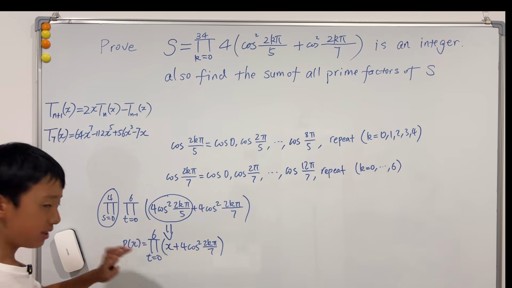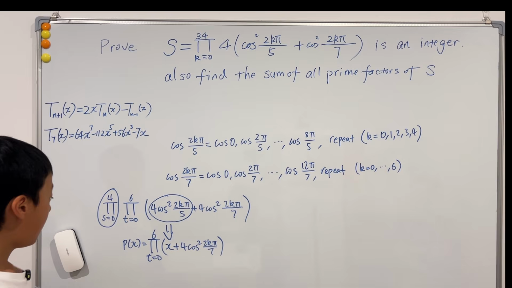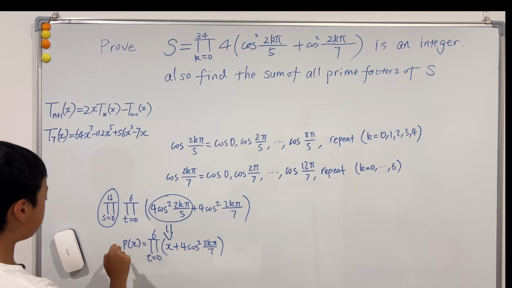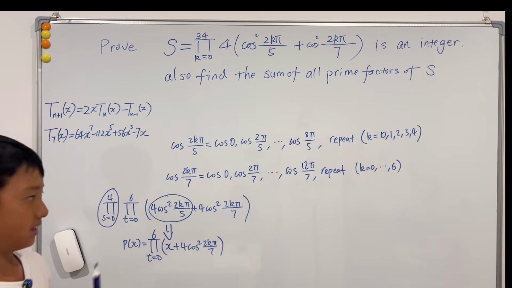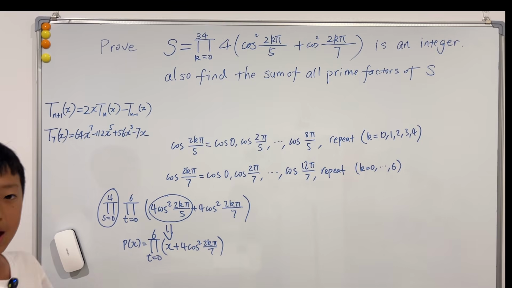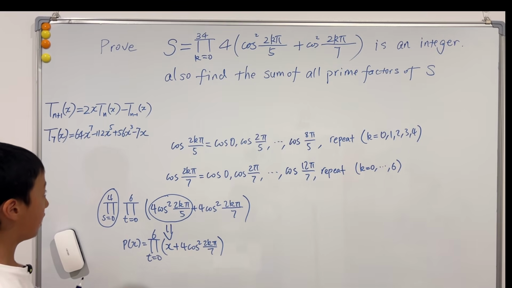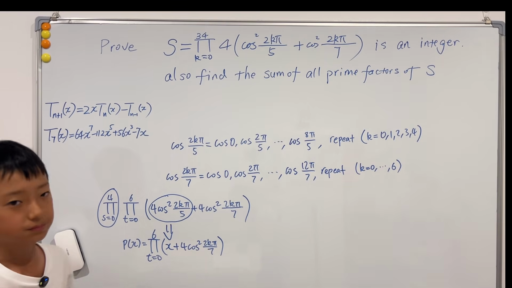And now this will be the end of part 1. In part 2, I will start figuring out what this polynomial is using our Chebyshev identities. And after that, we can figure out and solve this question.